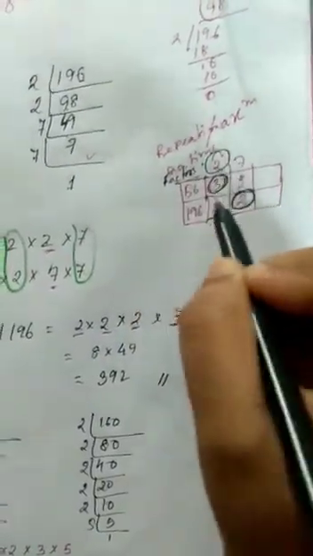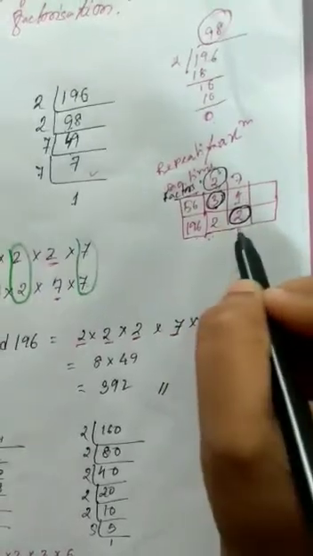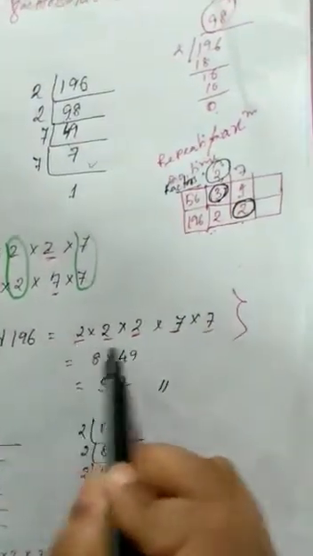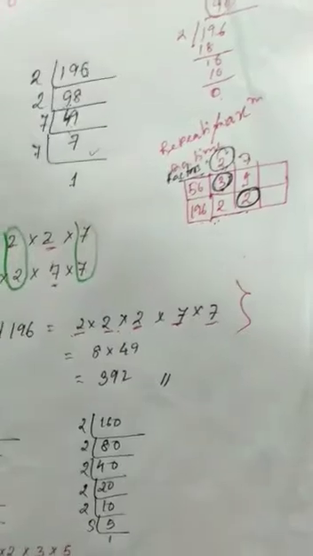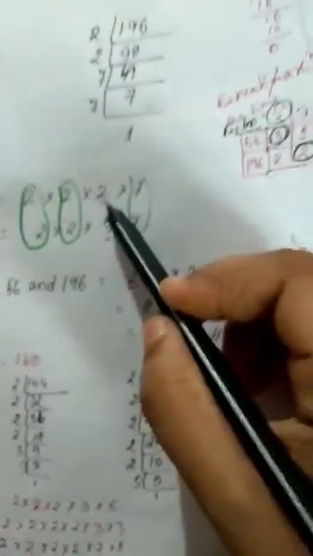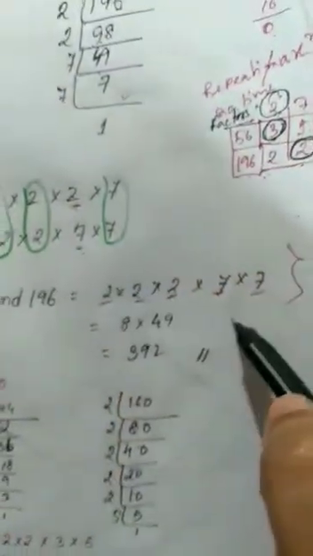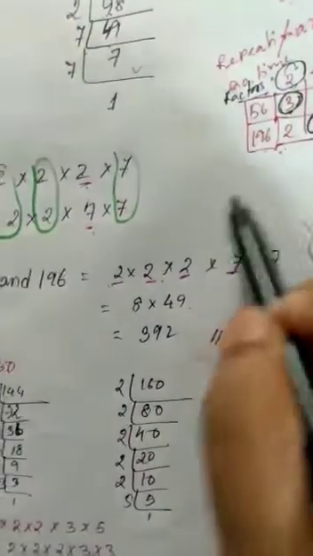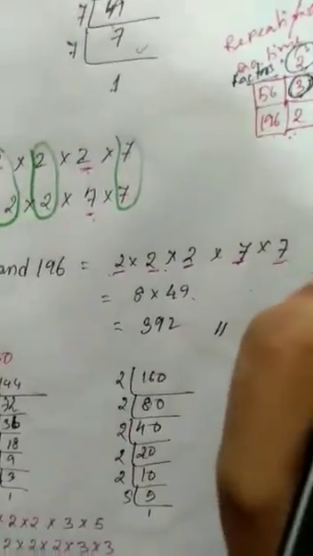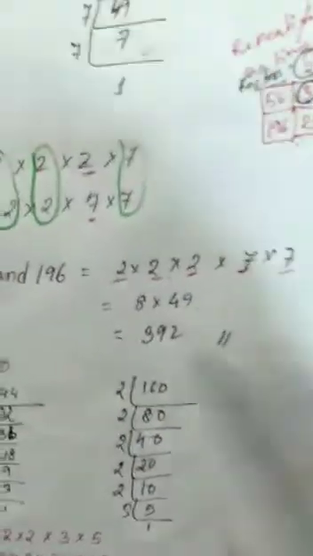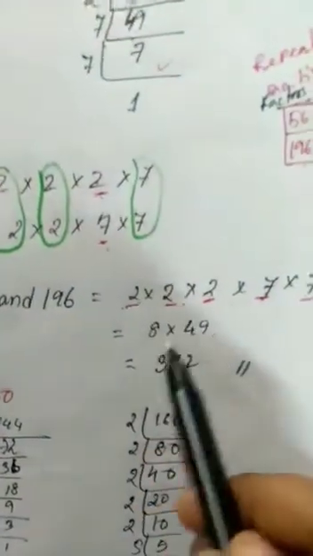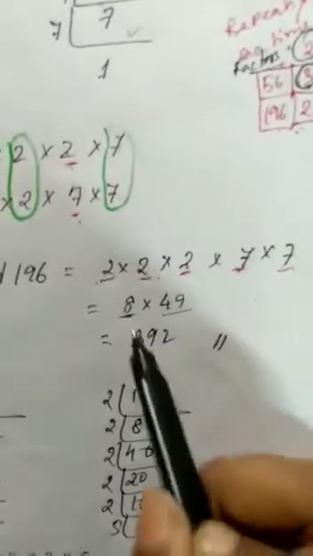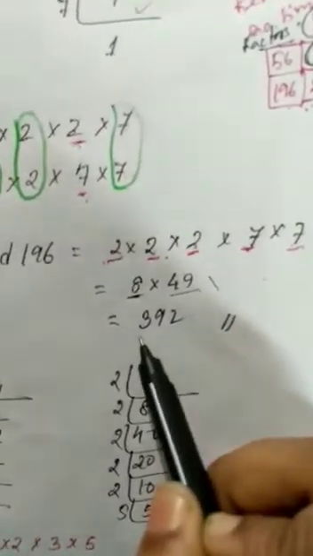So 2 appears maximum 3 times, and 7 appears maximum 2 times. So we'll write 2 cubed here, and we'll write 7 squared here. If you have a doubt about how to write the common and non-common numbers, then you can check the maximum number of times each appears in both cases, and write that. Now 2 into 2 into 2 is 8. Now 7 into 7 is 49. So after multiplying we have got 392.